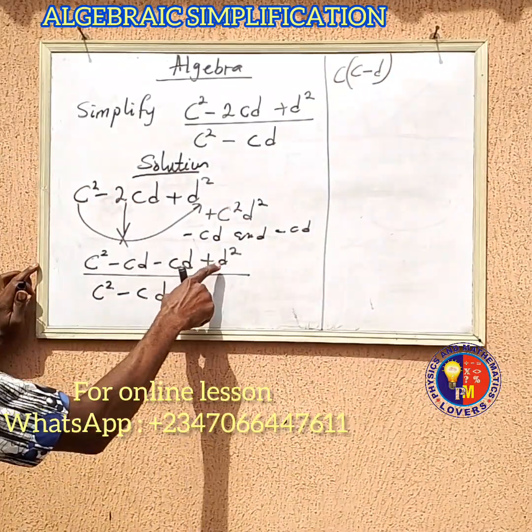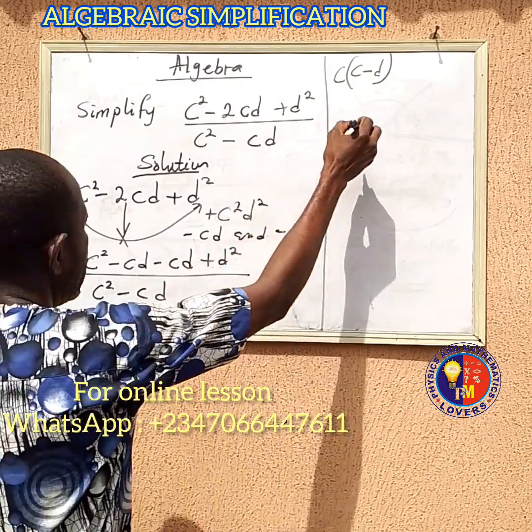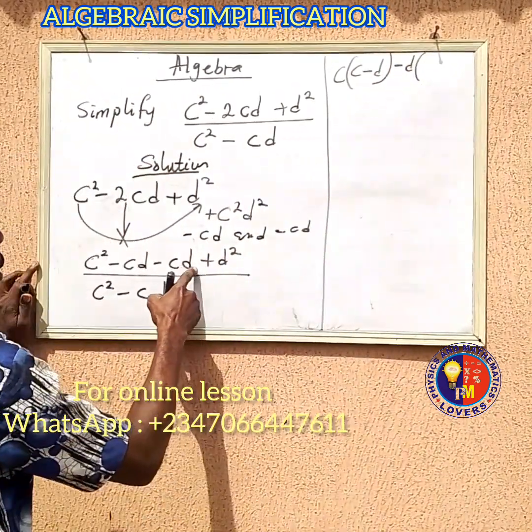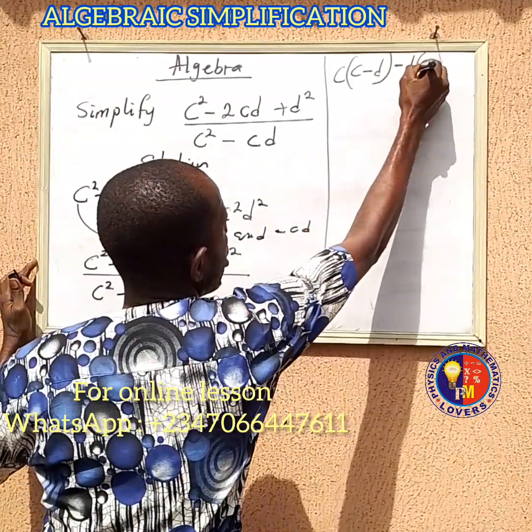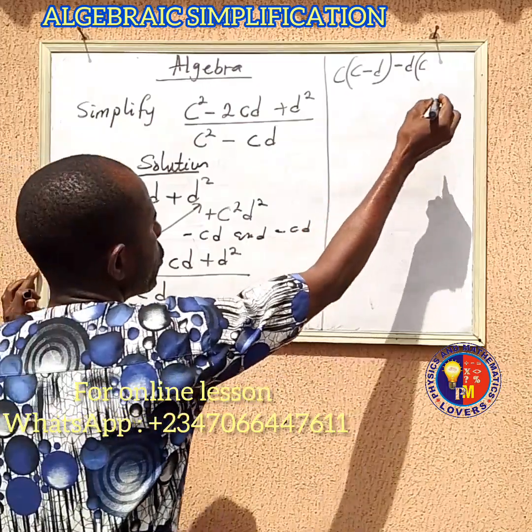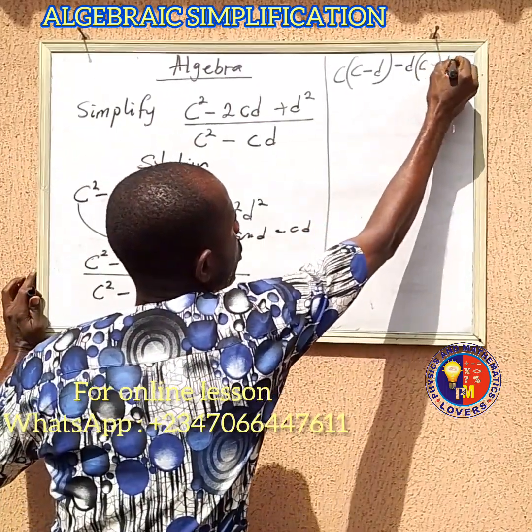What is common here is d. We are going to have minus, then take d outside. If d leaves here, you are going to have c. Then because of this negative sign here, it affects this side of the bracket, it is going to give us minus d. So we have minus d.